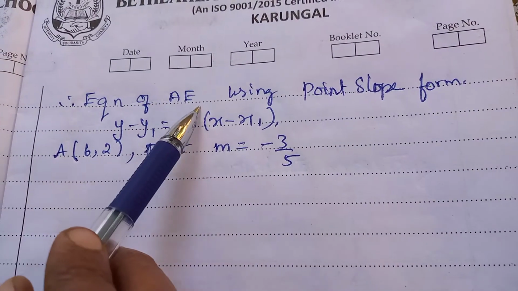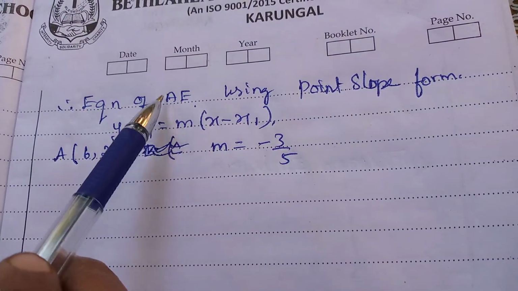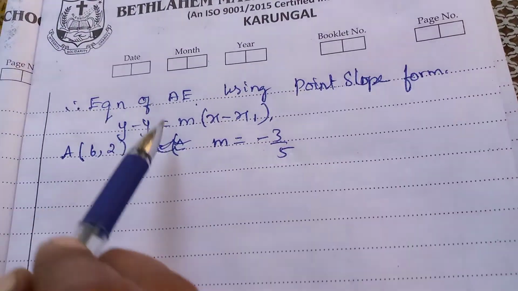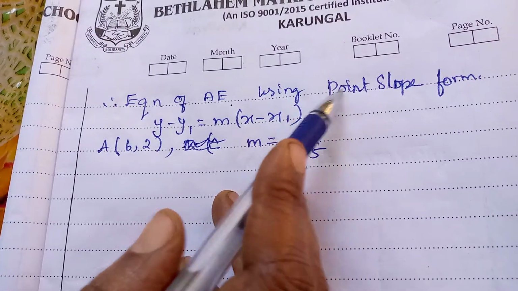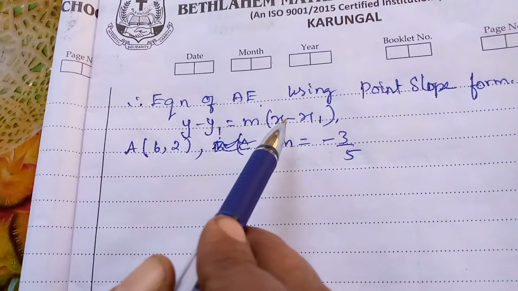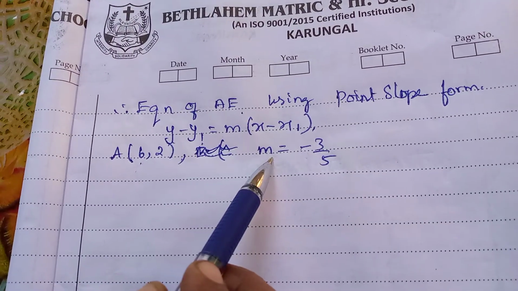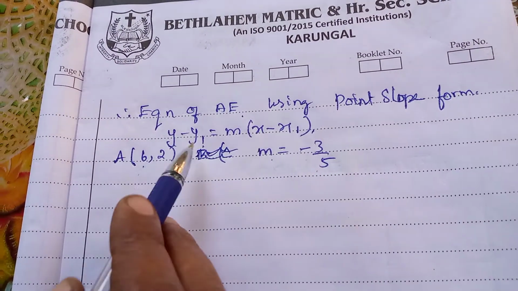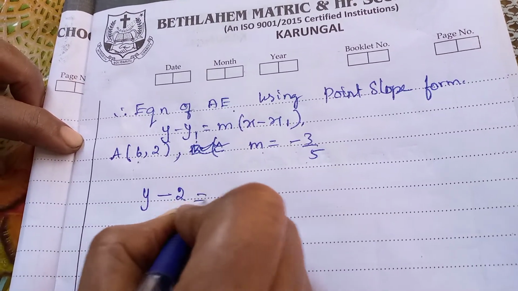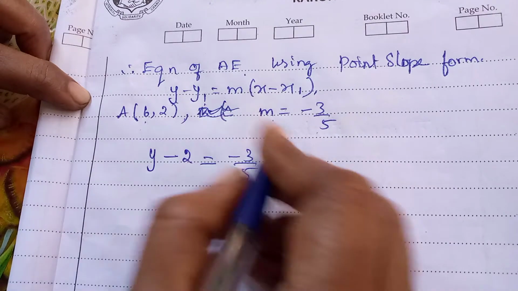Now we have to find the equation of AE. Using the point slope form, since point A and the slope of AE are known. The point slope form is y minus y1 equal to m into x minus x1. Here A is (6, 2) and m is -3 by 5. Substituting these values, we get y minus 2 is equal to -3 by 5 into x minus 6.